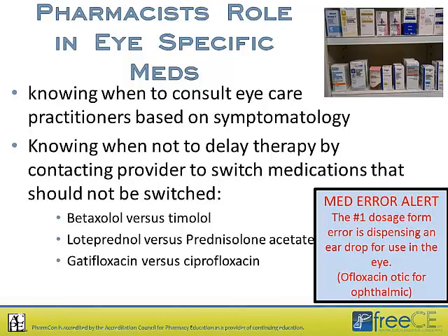Well, the first step is betaxolol versus timolol. We should never really call an optometrist or an ophthalmologist to switch if that patient is a cardiac patient or if that patient is an asthma or COPD patient, because betaxolol, as we learned in this lecture, is much more selective and much safer to give to a cardiac or a pulmonary patient.